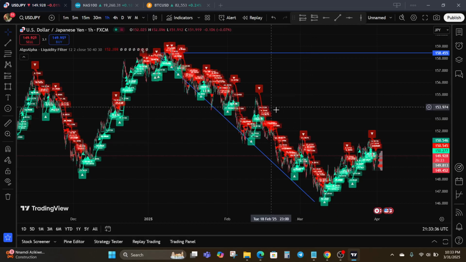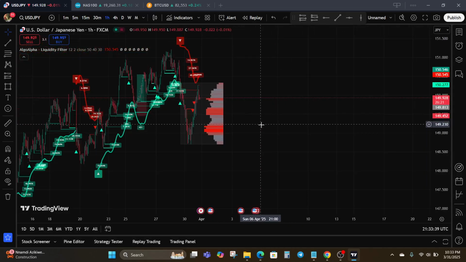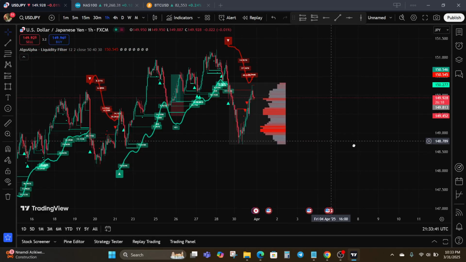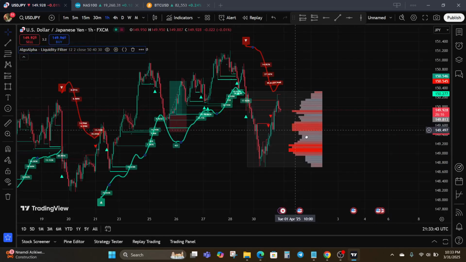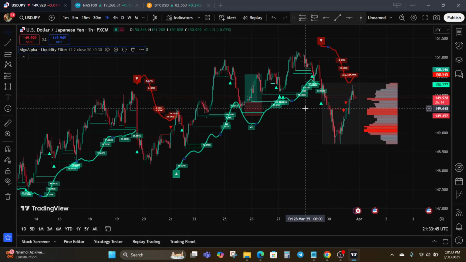The liquidity sweep finder indicator is an effective tool for traders who want to stay ahead of market manipulation. By detecting stop hunts and liquidity grabs, you can enter trades with confidence and avoid unnecessary losses.